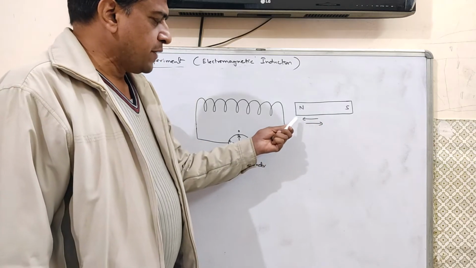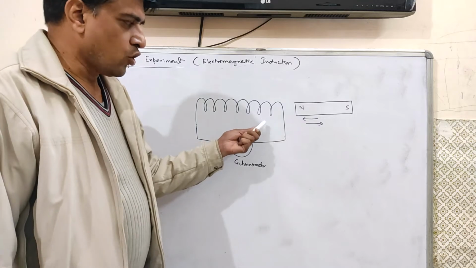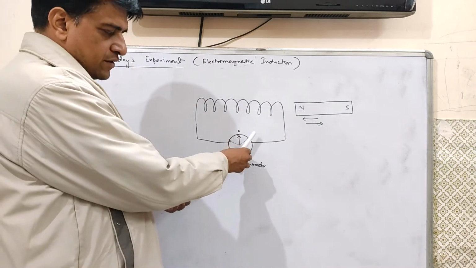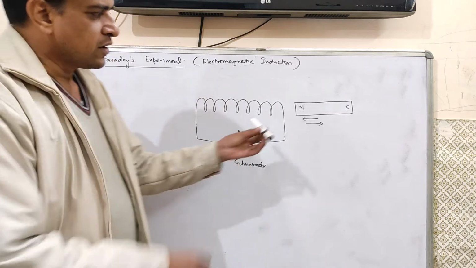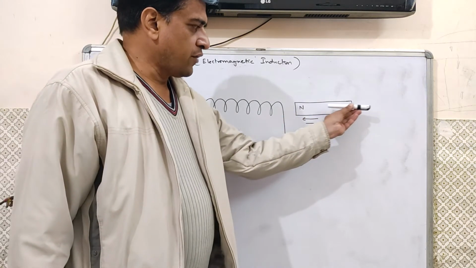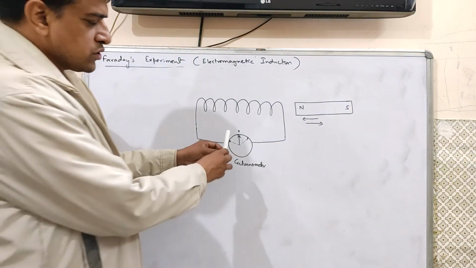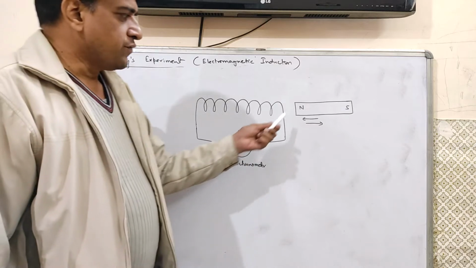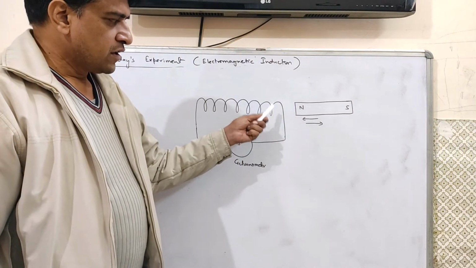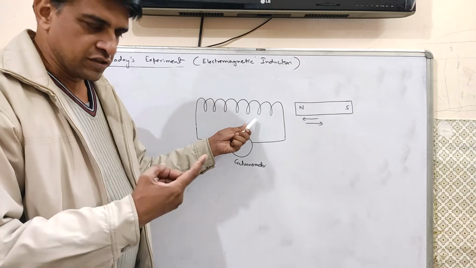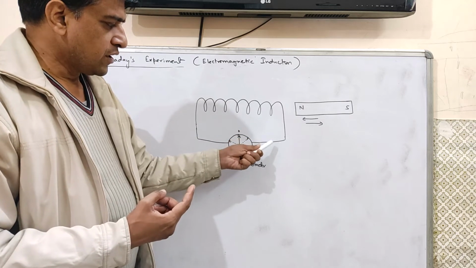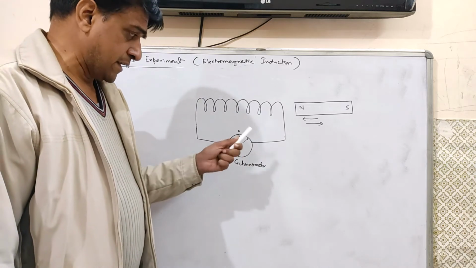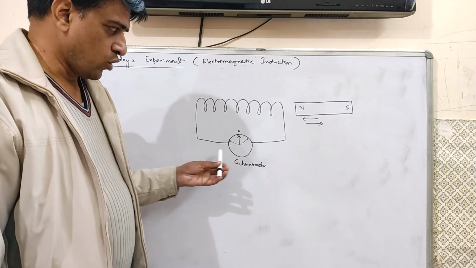When this permanent magnet is brought near the coil, the galvanometer needle shows deflection to one side, and if the magnet is brought away from the coil, it shows the deflection in the opposite side. That means whenever the magnetic field linked with the coil changes, it shows a flow of current. You can say an electric current is passing through the coil.